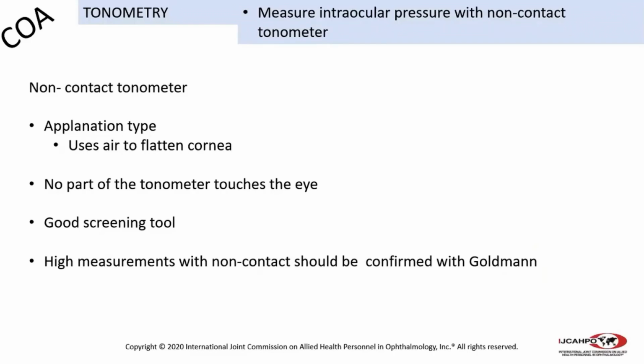Pneumotonometry is also non-contact. The applanation type uses air to flatten the cornea, where no part of the tonometer actually touches the eye. This is a good screening tool, but it should be kept in mind that high measurements with non-contact should be confirmed with the Goldmann.